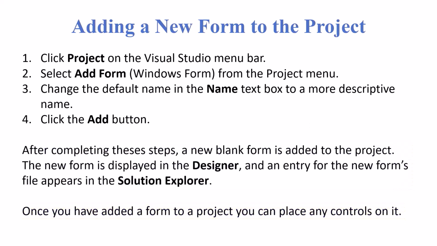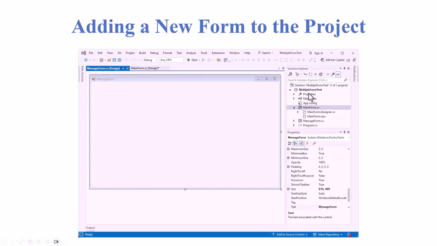Let's see how that all happens. Basically, we go up to the multiple form test, or whatever your project is named, right-click on it, and we add another form. We actually add an item. And that's when we can see we already did it here. We added Message Form CS. So let's take a look and actually do that.